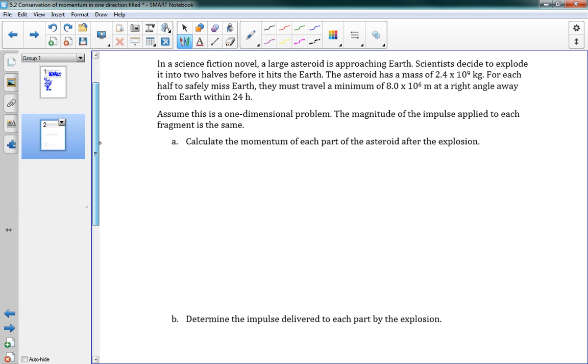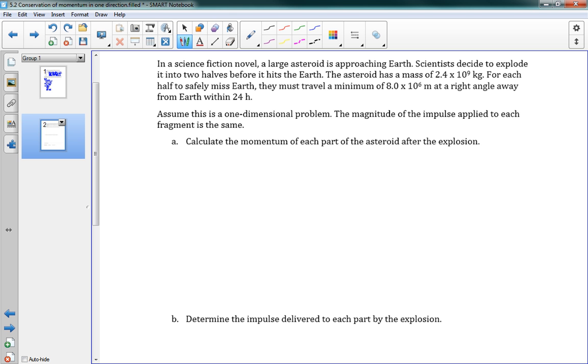Okay, now second page here. It says, in a science fiction novel, a large asteroid is approaching Earth. Scientists decide to explode it into two halves before it hits the Earth. The asteroid has a mass of 2.4 times 10 to the 9 kilograms. For each half to safely miss the Earth, they must travel a minimum of 8 times 10 to the 6 meters at a right angle away from Earth within 24 hours.